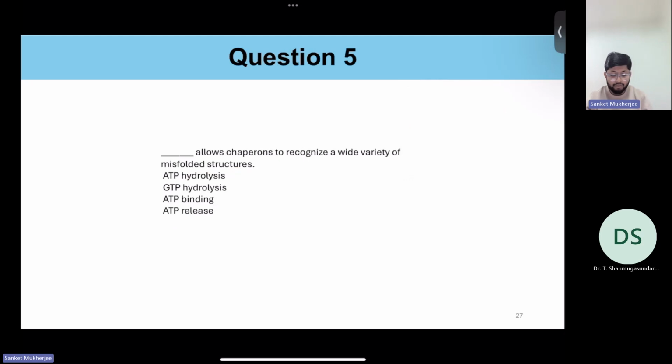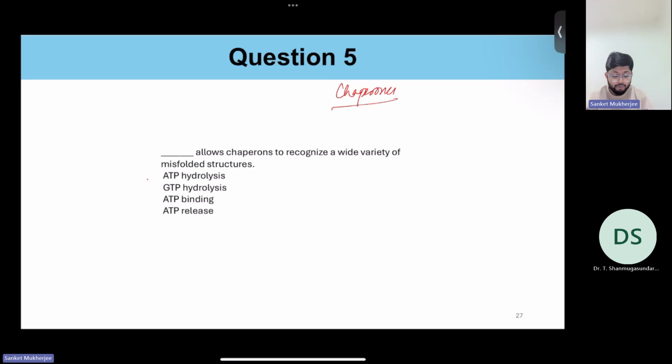Dash allows chaperones to recognize a wide variety of misfolded structures: ATP hydrolysis, GTP hydrolysis, ATP binding, or ATP release. Chaperones are molecules which assist in protein folding. They recognize misfolded proteins, go there and fold the proteins. And for that, they require ATP. So ATP hydrolysis is the process.